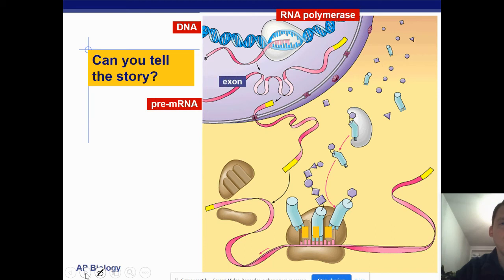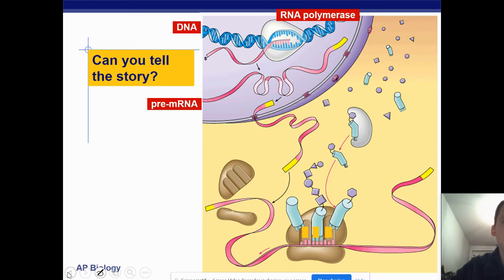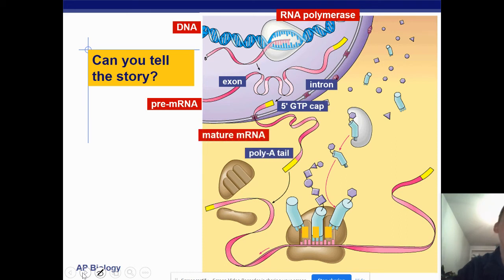All right, so what is going on? We've got a few things happening here. Okay, so we have our DNA in the nucleus. The DNA gets read by RNA polymerase. That RNA polymerase is going to make pre-mRNA, which is going to have the introns cut out. It's going to get a cap and a tail. And it's going to become mature mRNA, which can then leave the nucleus.